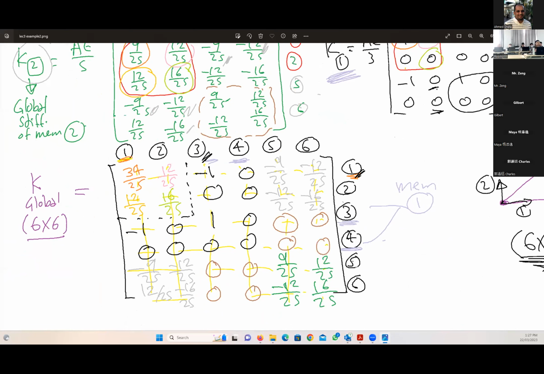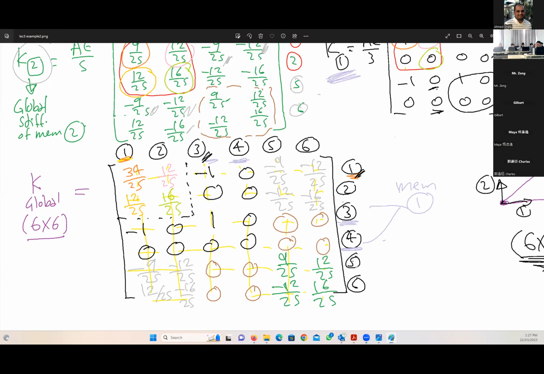Okay. So now we just need to know how to subdivide this one into K11, K12, K21, K22. If we have the global matrix, how can we subdivide it into K11, K12, K21, K22?